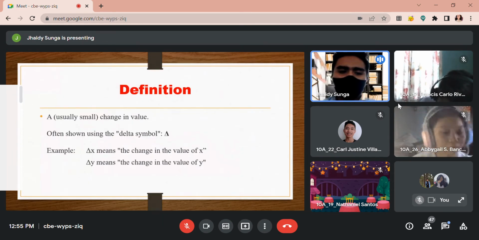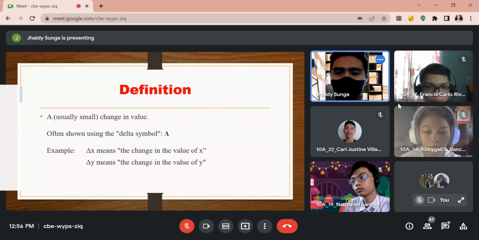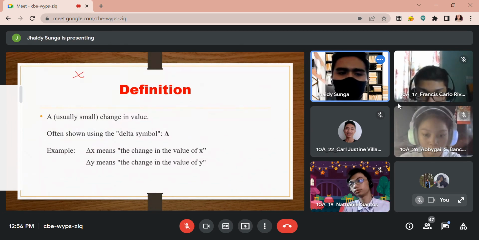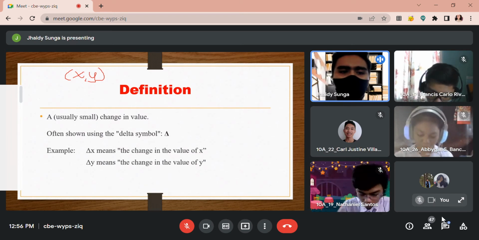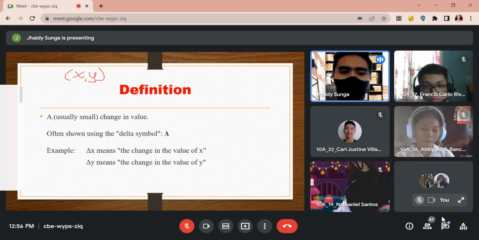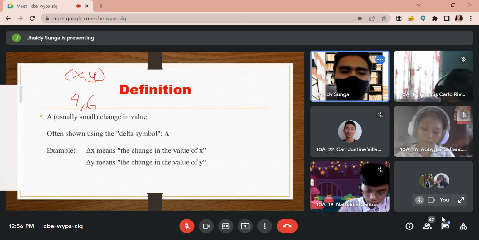Now, it is usually a change in value. For example, we have the values of x. For example, we have this pair, this coordinate. In the x coordinate, we have the value of 4. Then, in the y coordinate, we have the value of 6.